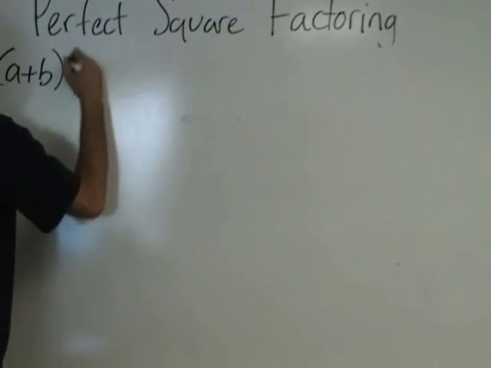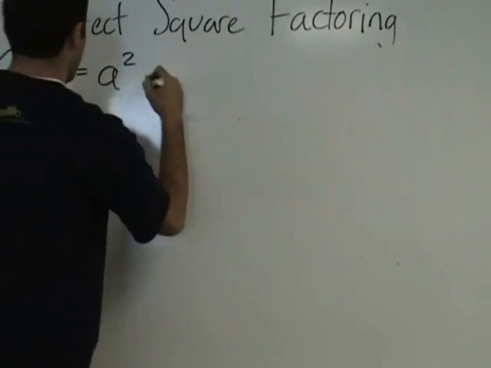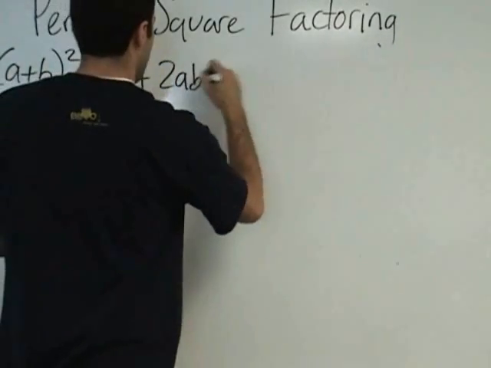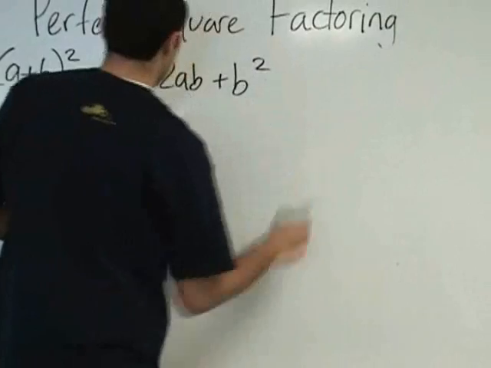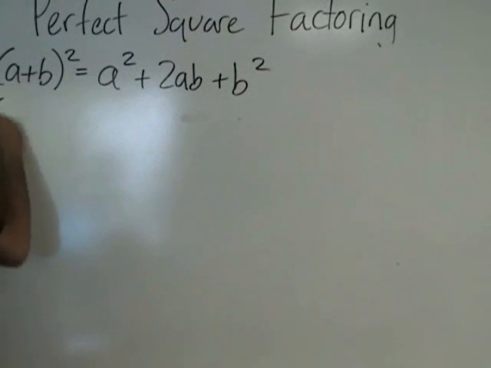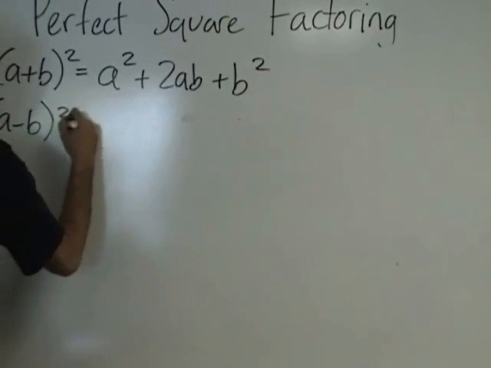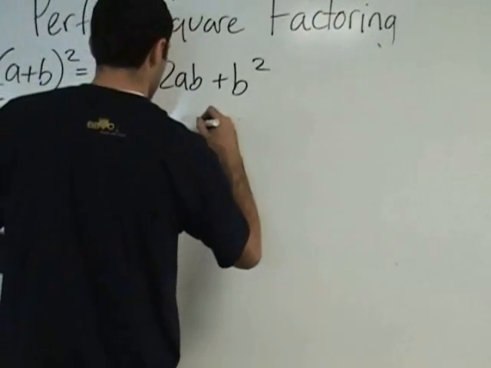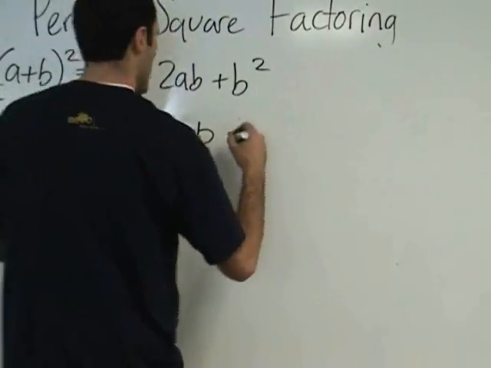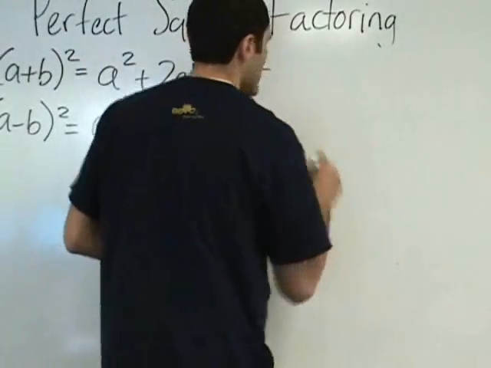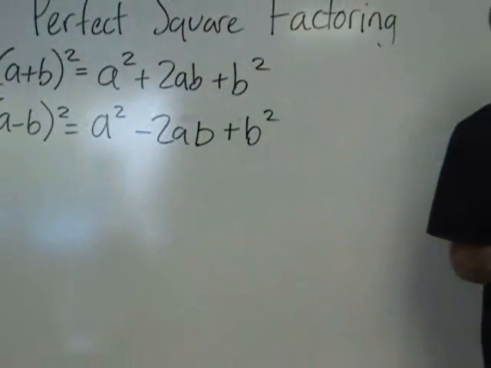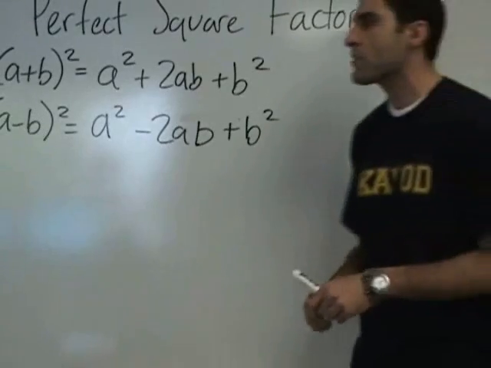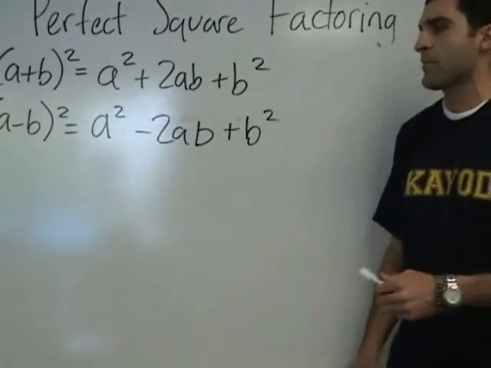(a plus b) squared equals a squared plus 2ab plus b squared. And (a minus b) squared equals a squared minus 2ab plus b squared. So this is the rule that you'll find in any math book in the history of the world, all over the world, in every language.